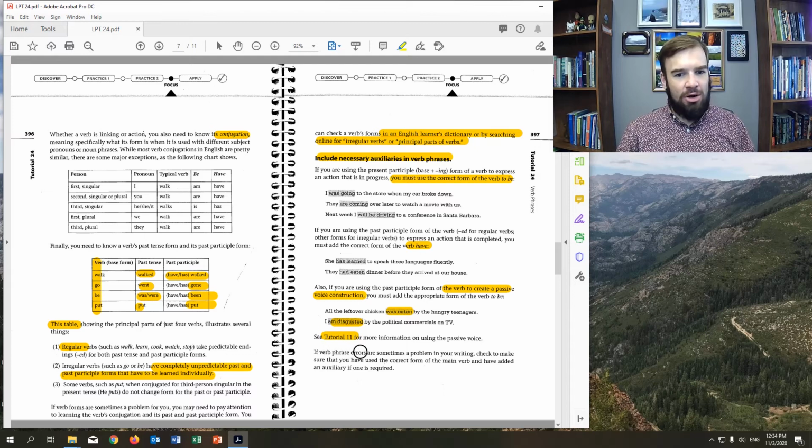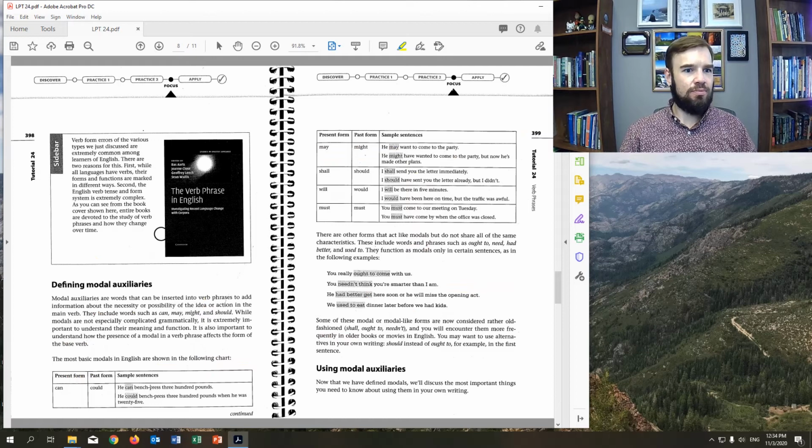Now, if verb phrase errors are sometimes a problem in your writing, check to make sure that you've used the correct form of the main verb and have added an auxiliary if one is required. There's also a sidebar you can look at on page 398 if you want more details.